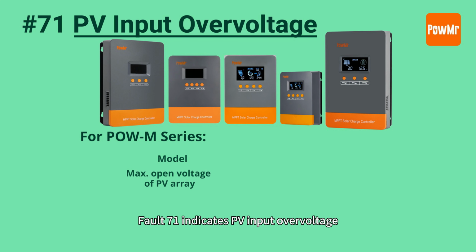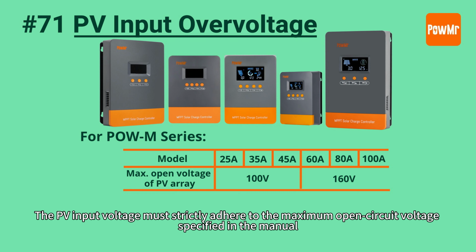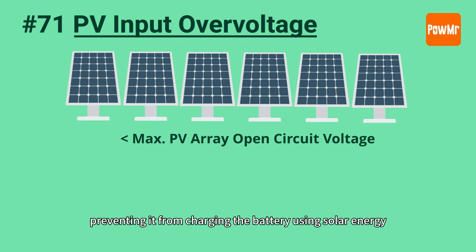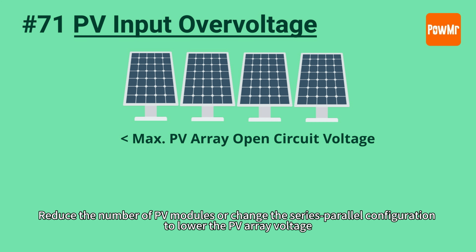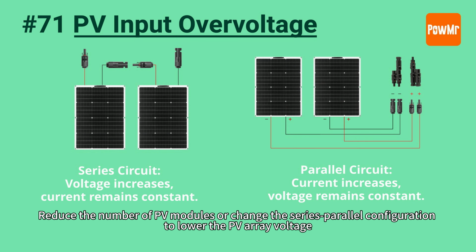Code 71 indicates PV input overvoltage. The PV input voltage must strictly adhere to the maximum open circuit voltage specified in the manual. Exceeding this voltage may damage the controller's PV circuit board, preventing it from charging the battery using solar energy. Ensure the PV array voltage does not exceed the controller's maximum open circuit voltage. Reduce the number of PV modules or change the series configuration to lower the PV array voltage.